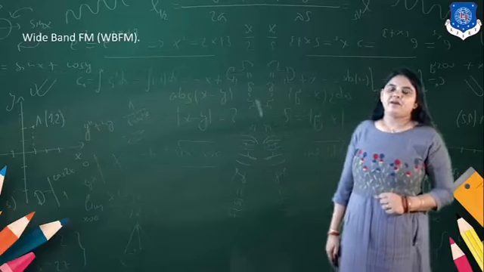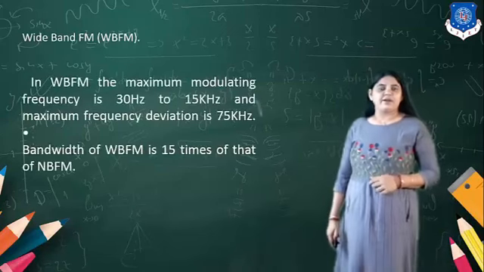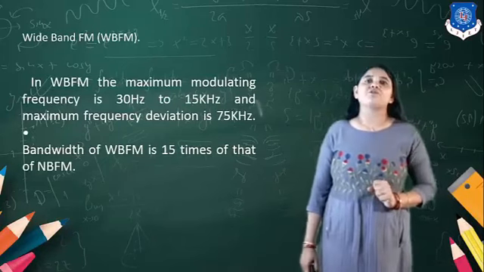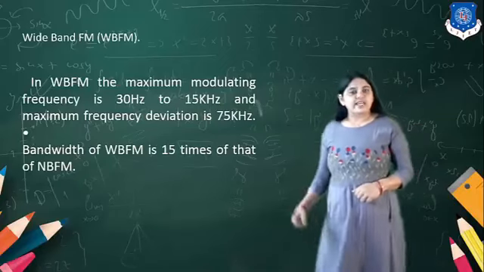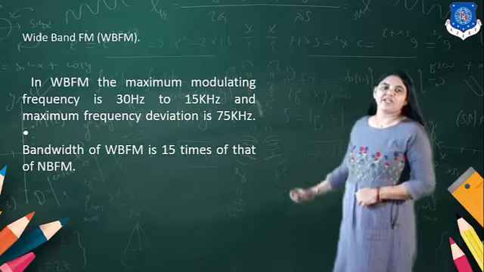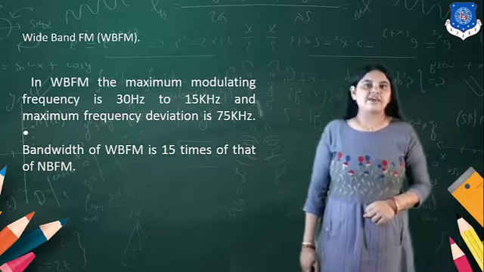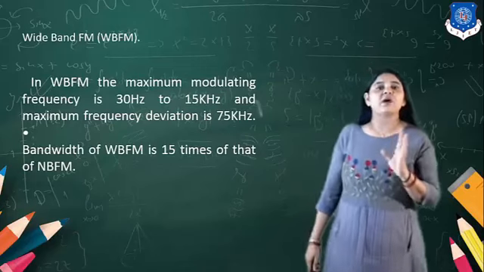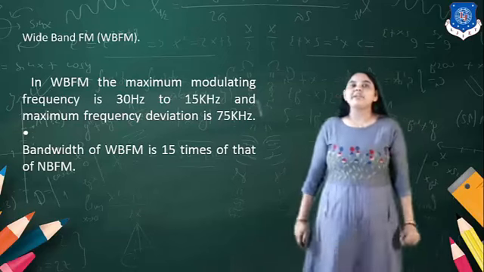Wideband FM: the modulation index value greater than 1 is referred to as wideband FM. In the case of wideband modulation, the maximum modulating frequency is 30 Hz to 15 kHz and the maximum frequency deviation is 75 kHz. The bandwidth required for wideband FM is 15 times that of narrowband FM.